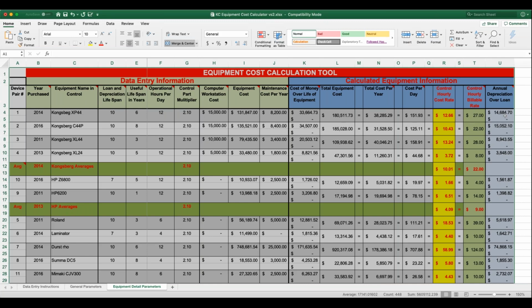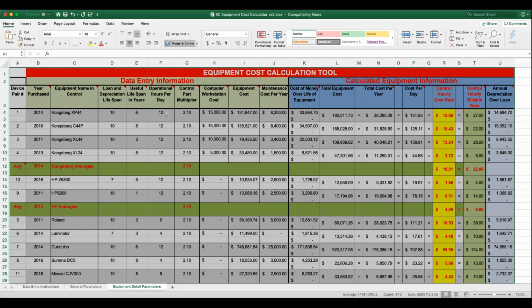The last column is an FYI column, and it's what you might use as the annual depreciation value for this particular piece of equipment. This has no bearing on the hourly calculations. It's just an FYI, one that you might share and discuss with your CPA, because ultimately how you depreciate equipment should always be provided and guided by consulting with your CPA.